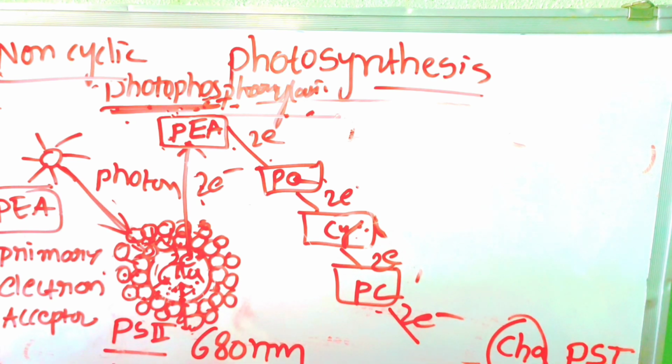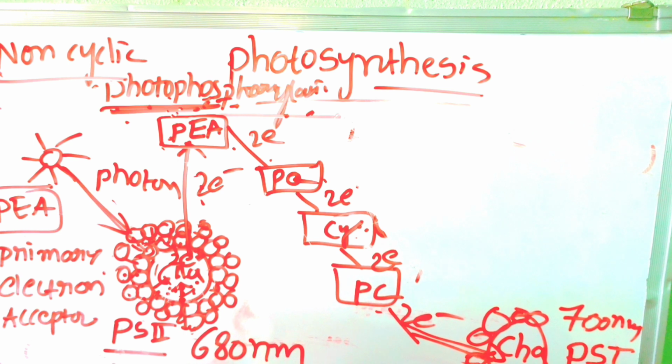Okay, the photosystem 1 absorption wavelength is 700 nanometers. Photosystem 2 absorption center is 680 nanometers. So the pair of electrons reaches the chlorophyll A of the reaction center of photosystem 1.